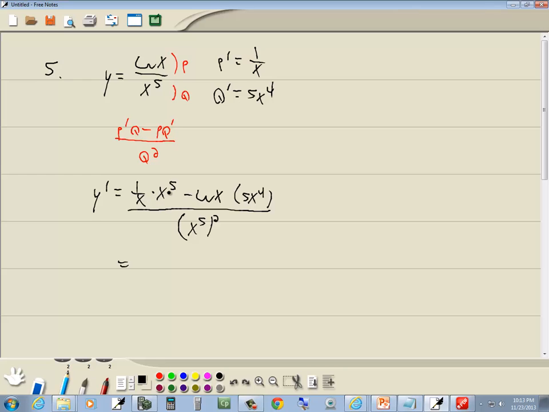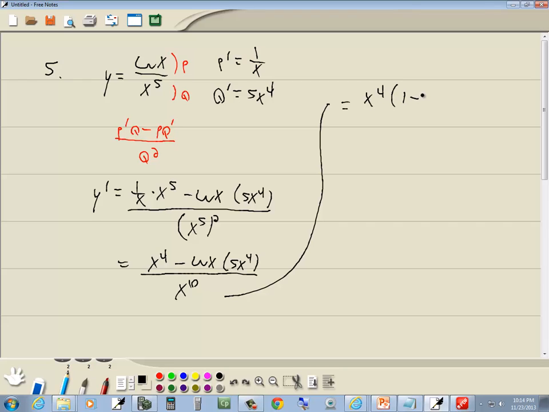Now 1 over x times x to the fifth, this x cancels one of these, and we got x to the fourth, minus natural log of x times 5x to the fourth, over, you raise one exponent to another exponent, you multiply them, that gives us x to the 10th. Now notice up on top, this has an x to the fourth, this has x to the fourth. So if I factor that out, that gives us 1 minus 5 natural log of x, I put the 5 out in front of the natural log, over x to the 10th. Which gives us 1 minus 5 natural log of x over x to the 6th.